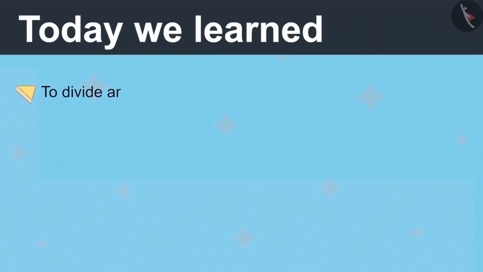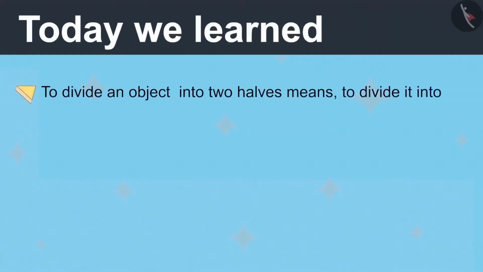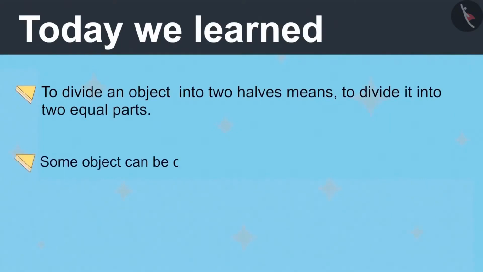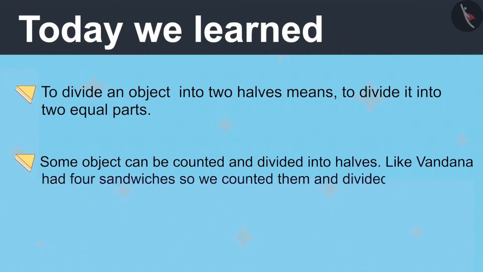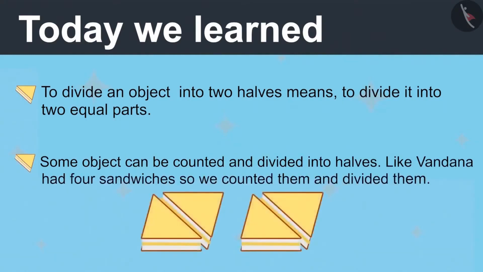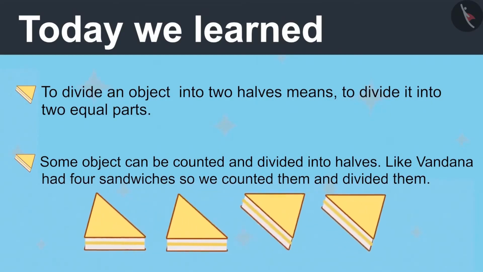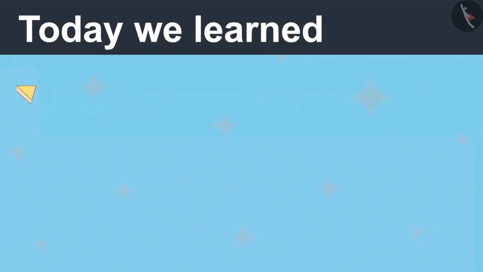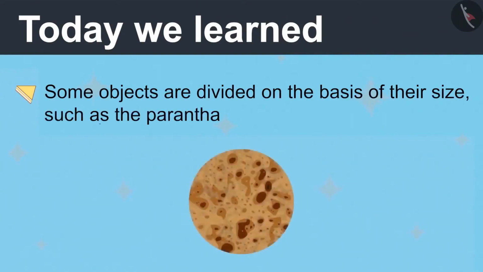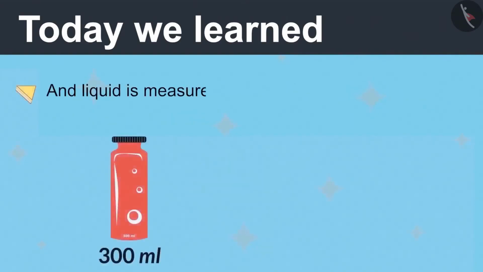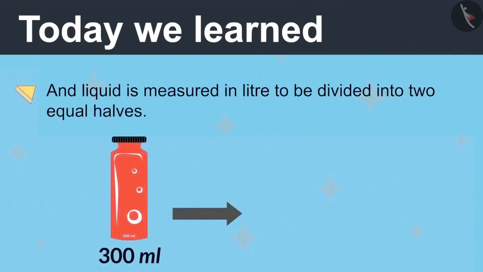Today we learned that to divide an object into two halves means to divide it into two equal parts. Some objects can be counted and divided into halves. Like Vandana had four sandwiches, so we counted them and divided them. Some objects are divided on the basis of their size, such as the paratha, and liquid is measured in liter or milliliter to be divided into two equal halves.